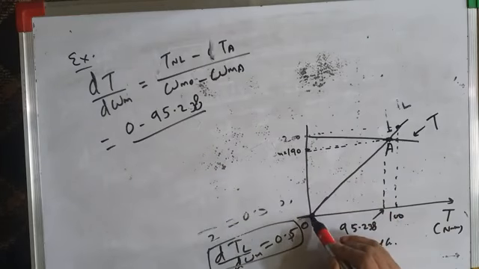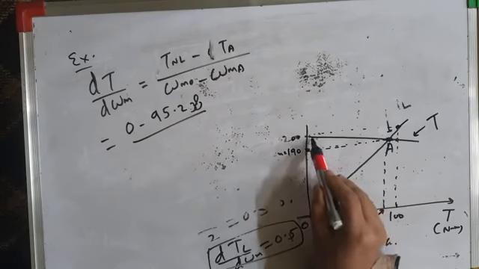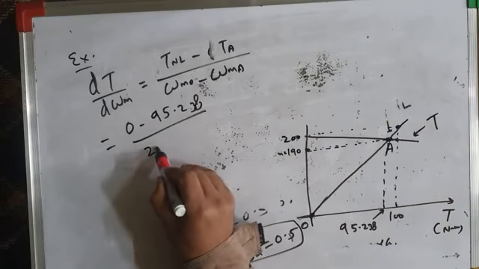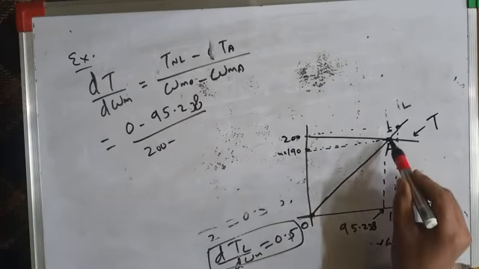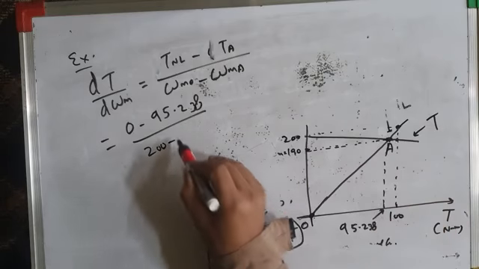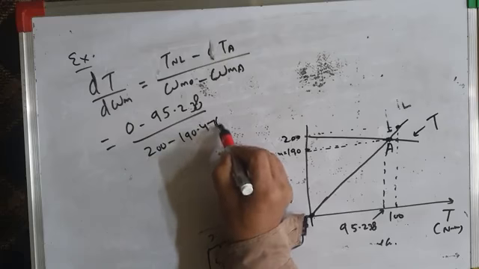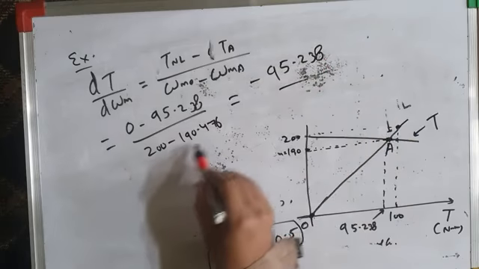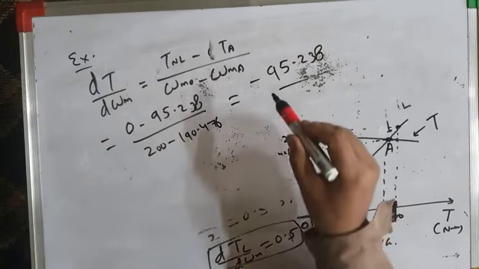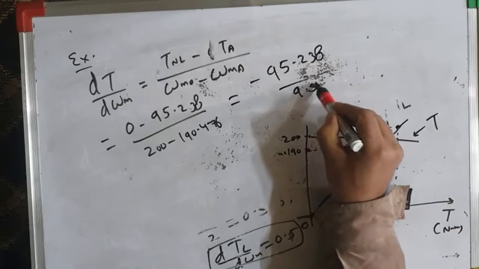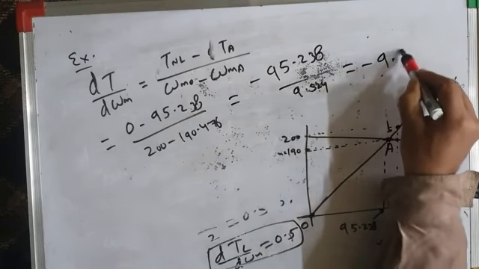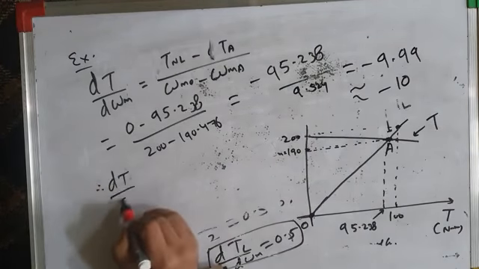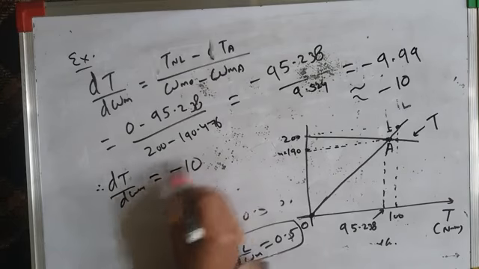What is the motor's no load speed? See, load's no load speed is 0, but motor's no load speed is not 0. Motor's no load speed you can find from torque speed characteristic of motor. It is 200. 200 minus, and what is the speed here? It is 190.476. So this is minus 95.238 divided by 200 minus 190.476, which comes out to be 9.524. So this is minus 9.99, nearly equal to minus 10. So therefore dT by d omega m is equal to minus 10.